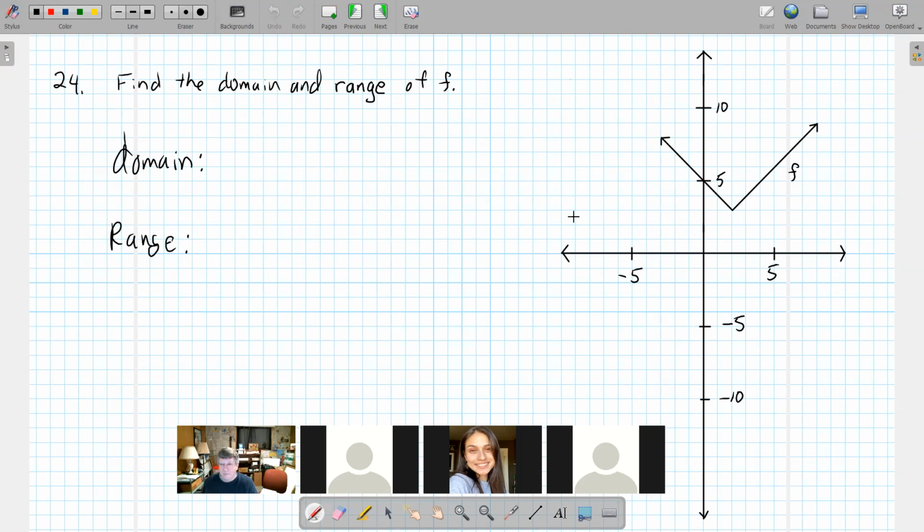Domain and range of this. So what x values are included on the graph? And again, it doesn't stop there. That arrow implies it keeps going up and over. It keeps going up and over. So what x values would be included in the domain?